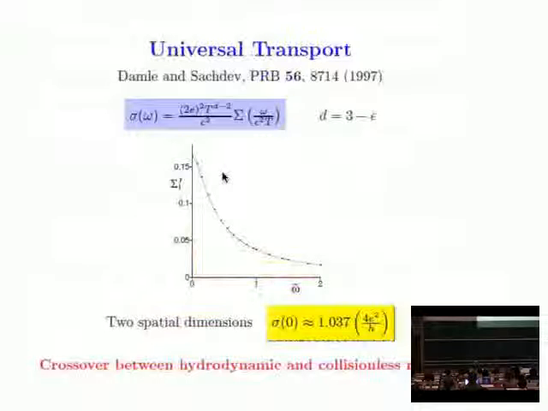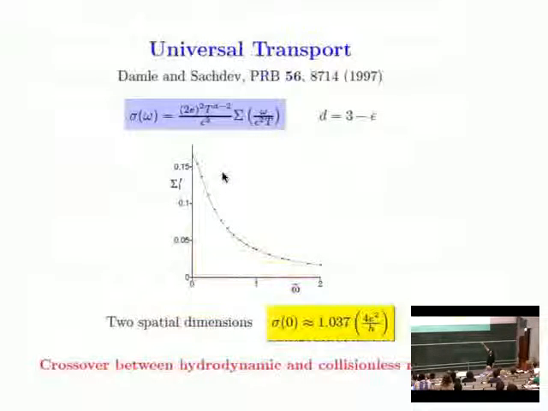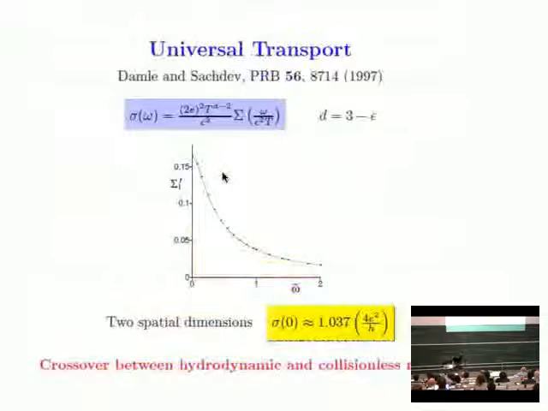Okay, so this is this function. You can see they've worked it out at all the discrete points, and you evaluate this function at the origin, and you substitute it in that formula, and lo and behold, in 2 spatial dimensions, you see that it's this multiple of 4e squared upon h. Okay, so that's a result of a numerical analysis of these linear integral equations.